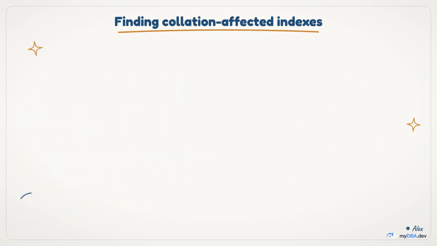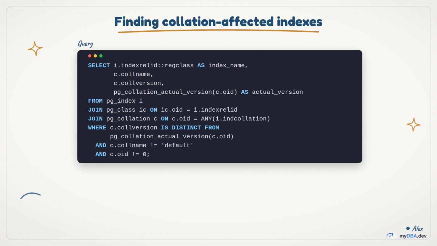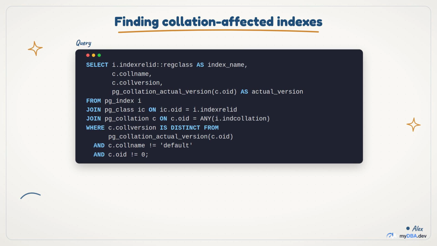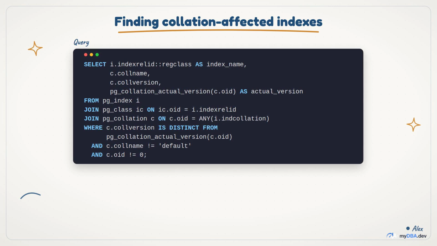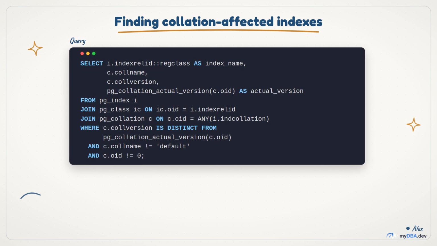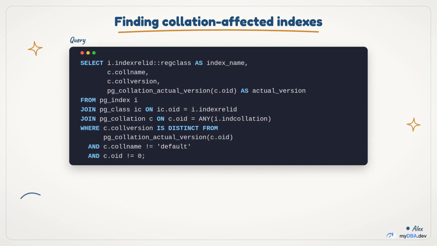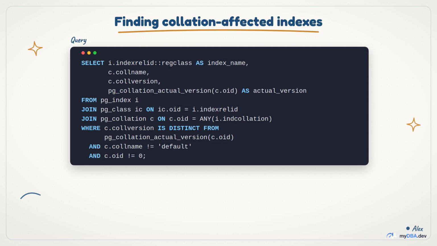This query finds indexes where the stored collation version doesn't match the current library version. It checks the index's indcollation array against pg_collation to find which indexes use collations, then compares the stored collversion to what pg_collation_actual_version returns. Any mismatch means that index needs to be rebuilt.